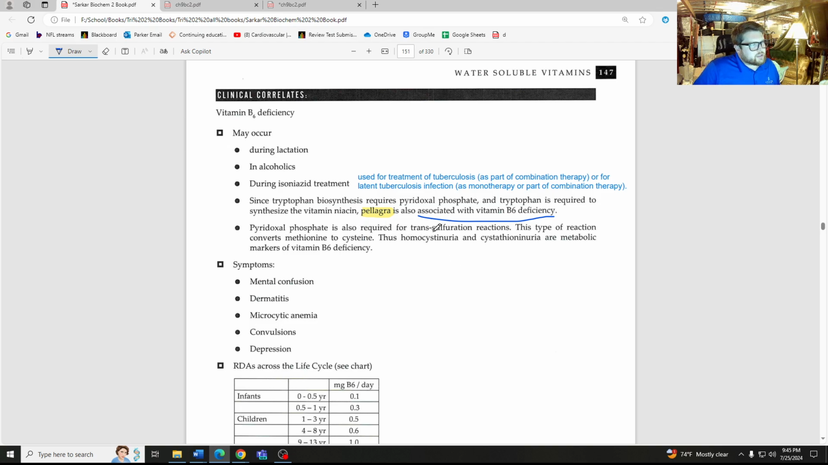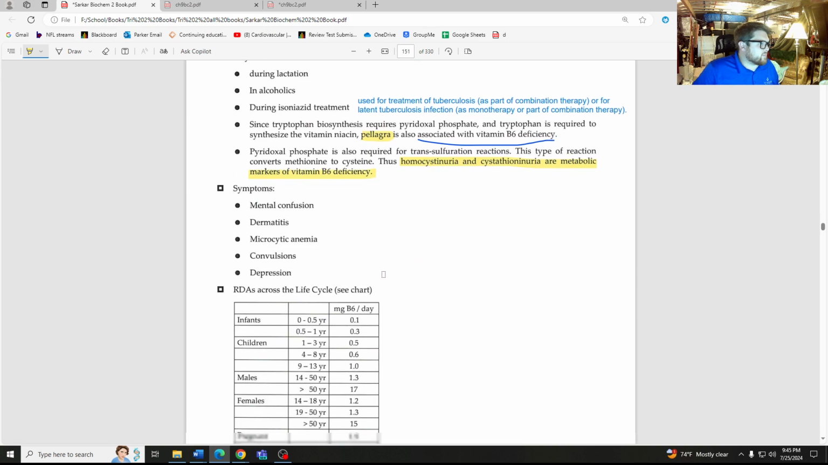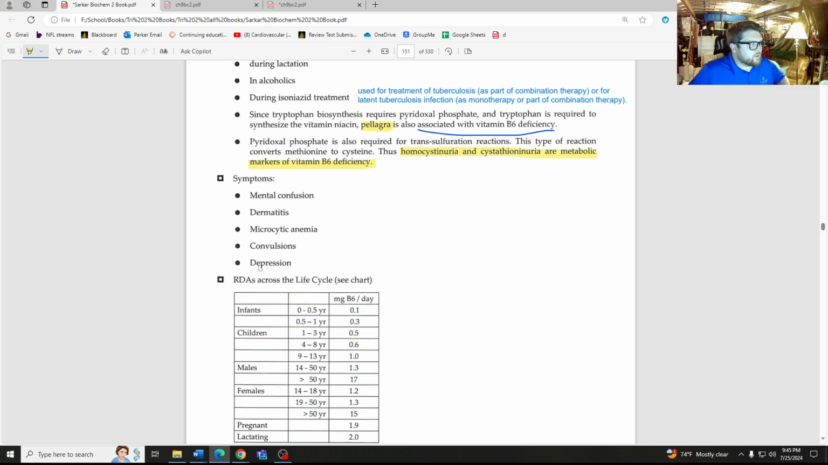It's also required for transsulfuration reactions. This type of reaction converts methionine to cysteine, so homocysteinuria and cystathionuria are metabolic markers of vitamin B6 deficiency. That will be a question that is asked about vitamin B6. Symptoms: mental confusion, dermatitis, microcytic anemia, convulsions, depression. Anemia, we don't spend a lot of time talking about anemia until try 4, try 5, when you start to really dive into anemia and what anemia means.